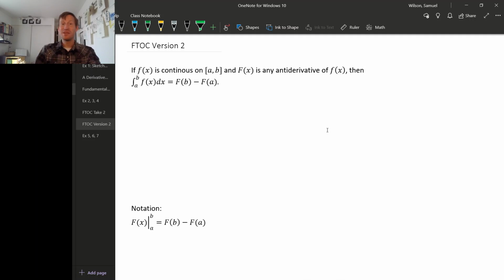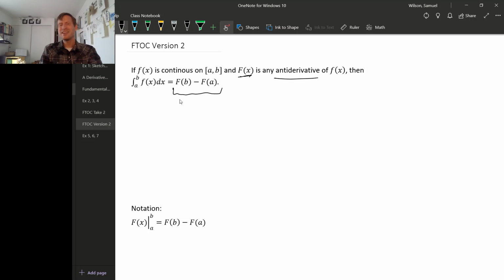Our second version of the fundamental theorem of calculus is this. If you have a function, f of x, that's continuous from a to b, and you can guess or you know an antiderivative of little f, then the definite integral of little f from a to b is just capital F of b minus capital F of a. So this is a great shortcut for evaluating definite integrals because a lot of the time we can guess an antiderivative for little f.